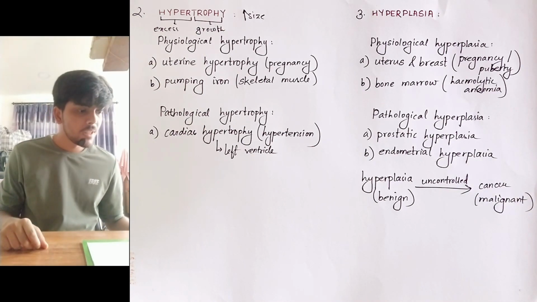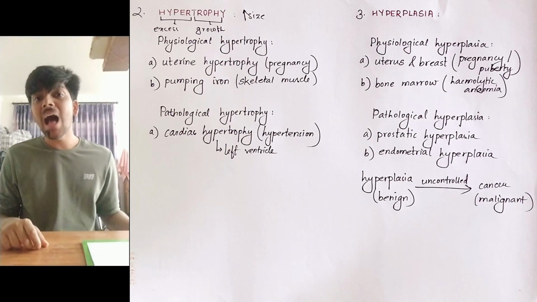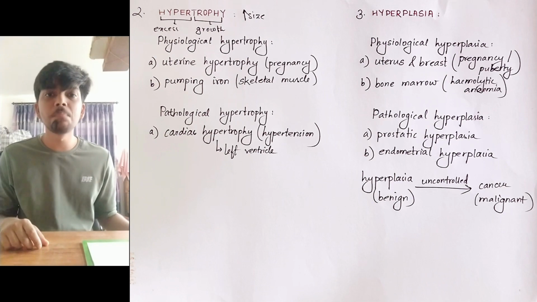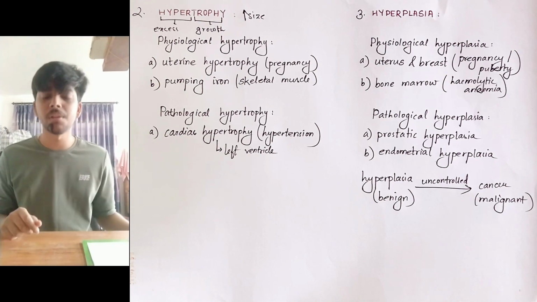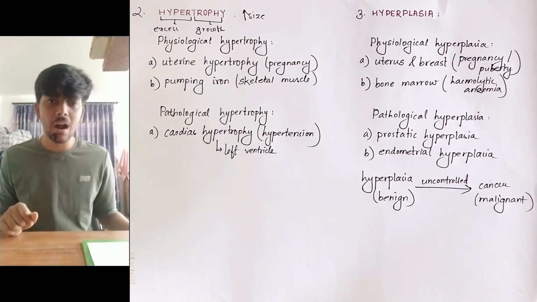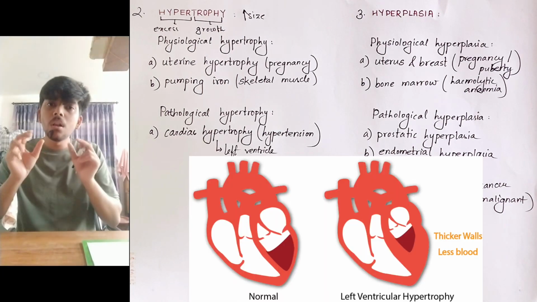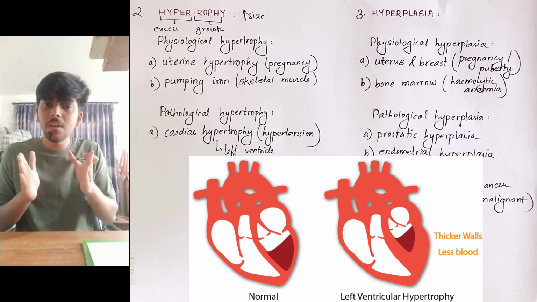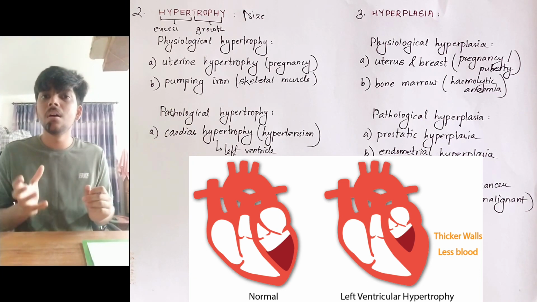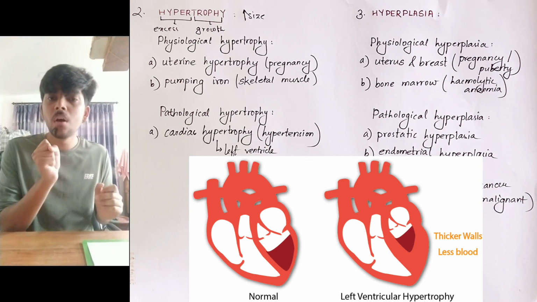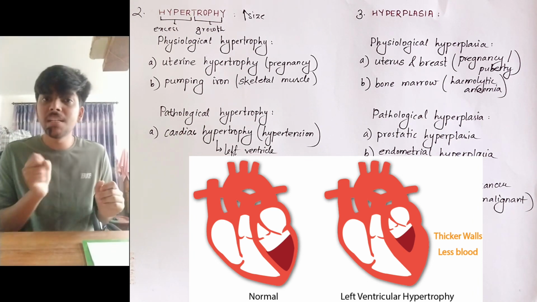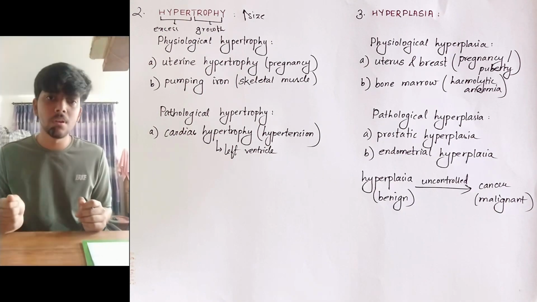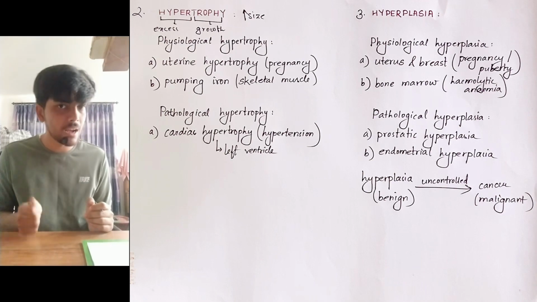Pathological hypertrophy, cardiac hypertrophy. During hypertension, that is high blood pressure, your heart starts pumping blood with much higher pressure, especially the left ventricle of your heart. What happens is that the wall of the left ventricle increases in size, and due to the increase in size of the wall of the left ventricle, the left ventricle starts pumping blood with a much higher pressure, and this leads to hypertension. And this is what we call cardiac hypertrophy, which is an example of pathological hypertrophy.